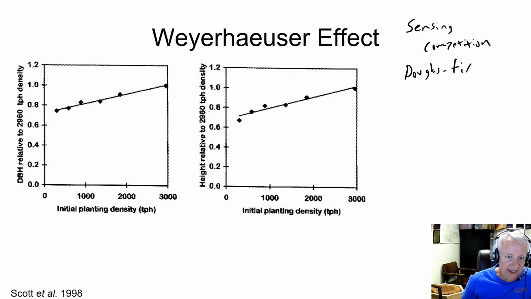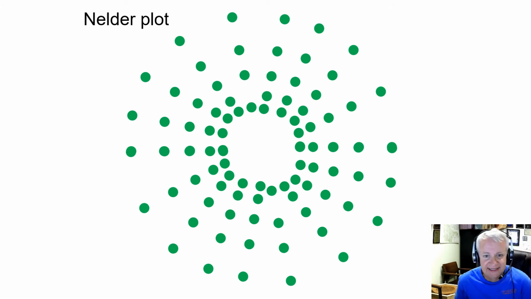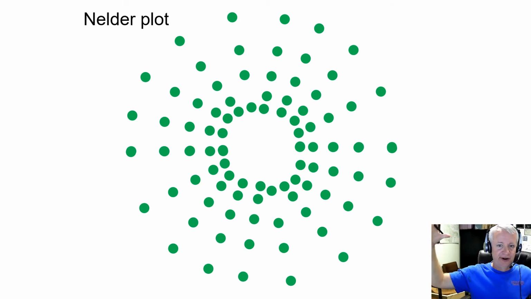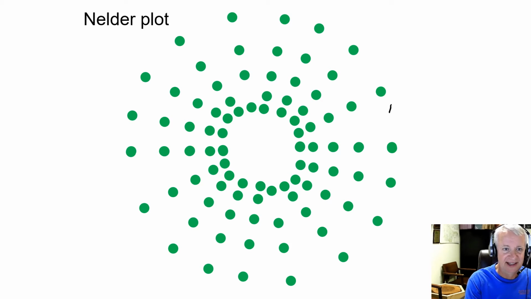So what Gary Ritchie did was plant some seedlings in a Nelder plot. Nelder plots are density tests that are planted in an arrangement like this, where trees are planted sort of close together in the middle of the arrangement and get further and further apart as you go further out. So you basically have trees growing in less dense and more dense environments across a gradient.